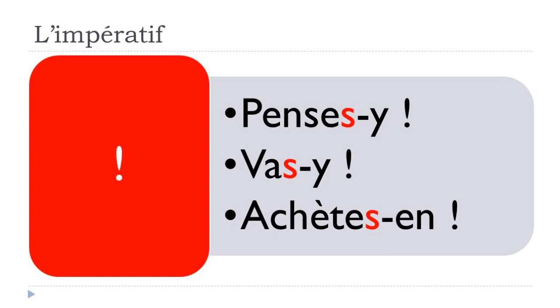So in that case, for instance, remember, pense, so it's from the first group, so normally when you put this imperative, you shouldn't put the S, okay? But then if you put this Y, so this pronoun after, then you will have to put back this S, just to produce it orally, because you will pronounce it pense-y, okay? So you get to make this liaison. Same thing here, vas-y, all right? And then achète-en. Alright, so that's one important thing if you want to construct this imperative form with pronouns.